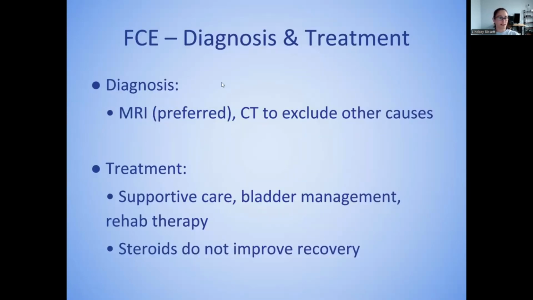So diagnosis, of course, is going to be MRI. CT can be utilized, but it's mainly to exclude other causes. It's not going to be as good at detecting ischemic injury within the spinal cord. In treatment, there's really nothing specific. It's just time for that ischemic injury to resolve. Typically, it's not something that persists.